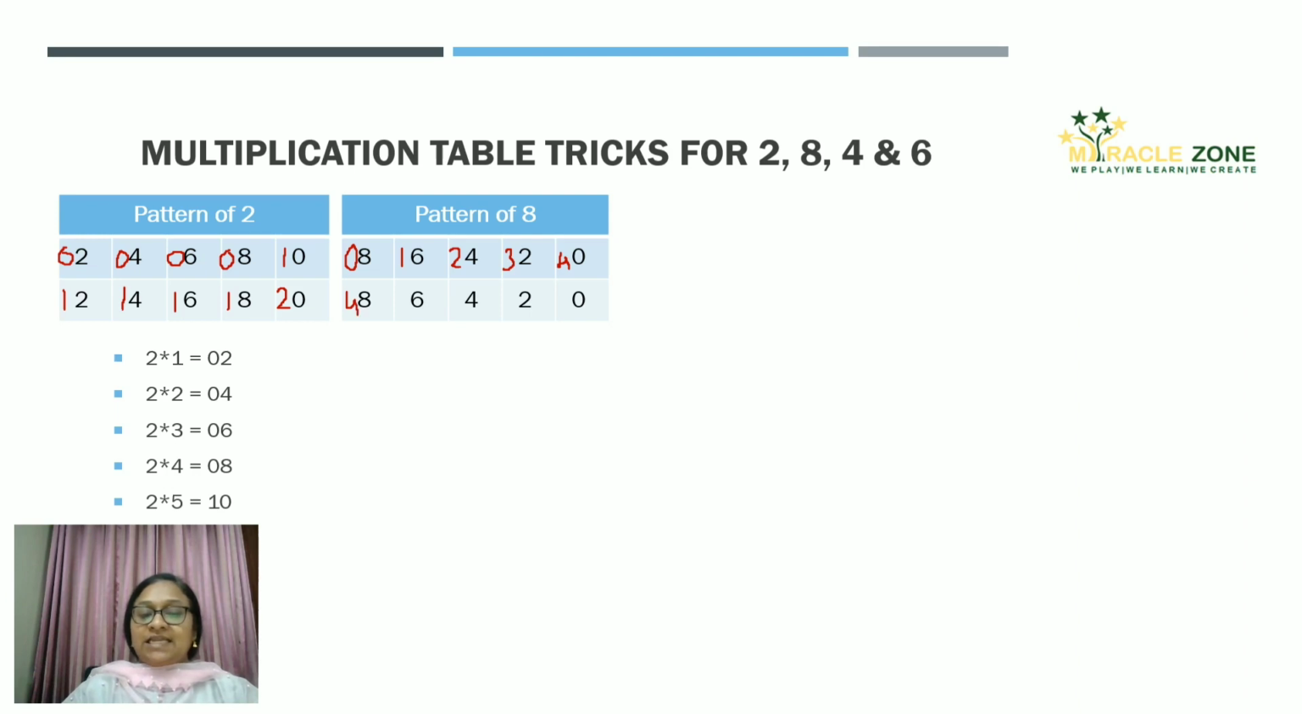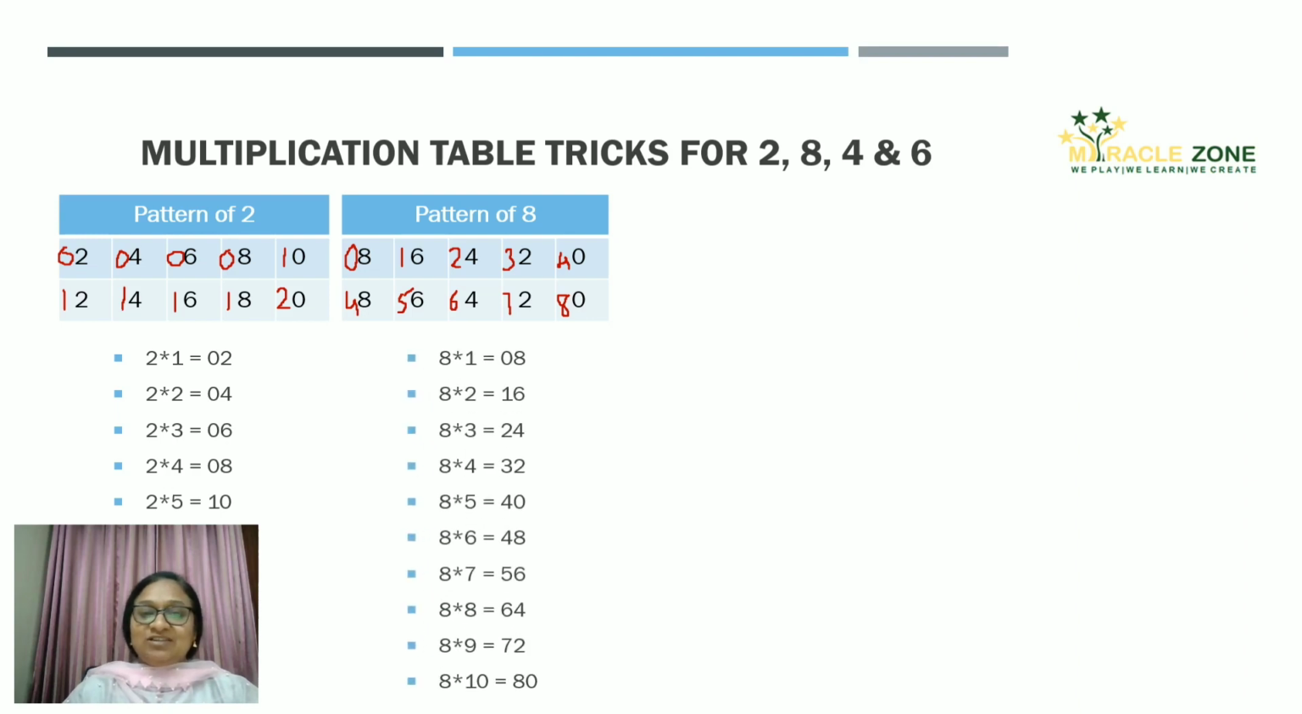6 is less than 8, so we will increment by 1. 4 is less than 6, so we will increment by 1. 2 is less than 4, we will increment by 1. And 0 is less than 2, so we will increment by 1. So isn't it easy to learn 8's table? Now we will see the pattern for the 4th table.